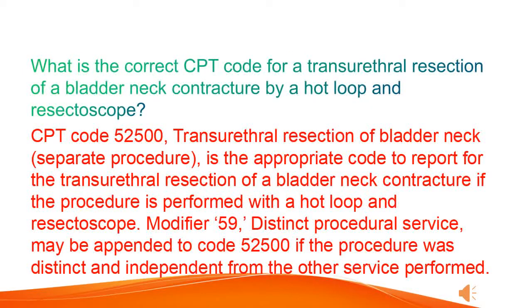What is the correct CPT code for a transurethral resection of a bladder neck contracture by a hot loop and resectoscope? CPT code 52500, transurethral resection of bladder neck, separate procedure, is the appropriate code to report for the transurethral resection of a bladder neck contracture if the procedure is performed with a hot loop and resectoscope. Modifier 59, distinct procedural service, may be appended to code 52500 if the procedure was distinct and independent from the other service performed.